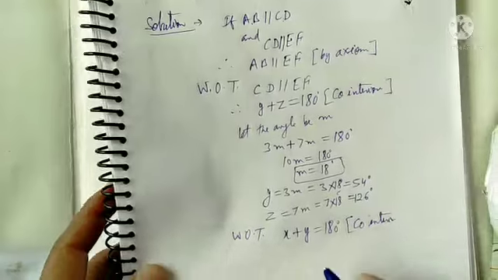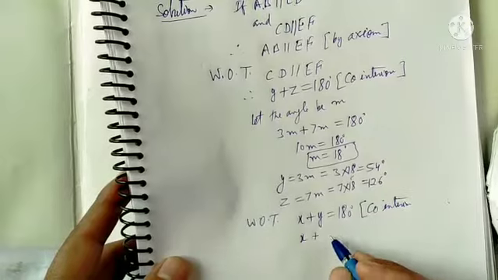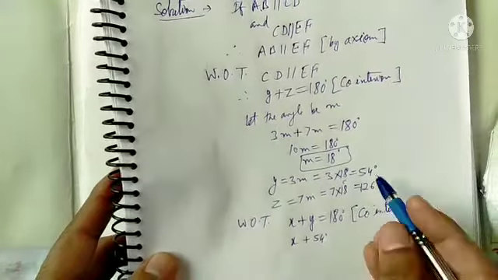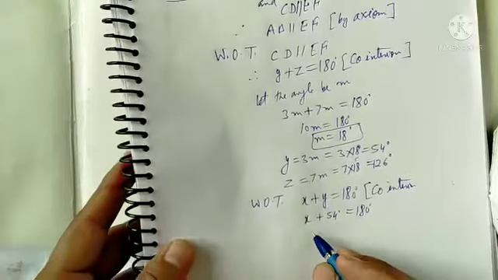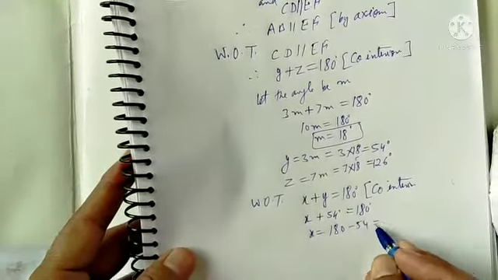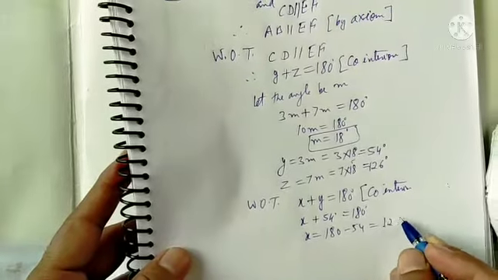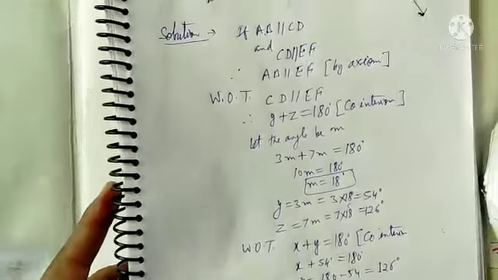Co-interior. Then angle x you don't know. We have to find out. Y value we got just now, how much? 54 degree. See, 54 degree plus x is equal to 180. Now subtract 54 from 180. Then x is equal to 180 minus 54, which will give you 126 degree. The value of x we got is 126 degree.